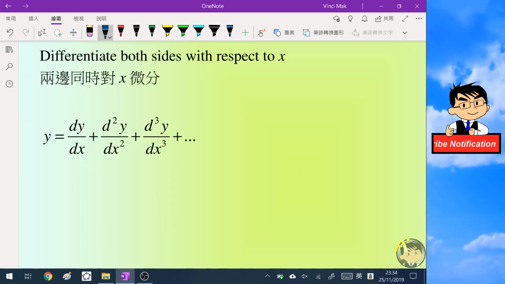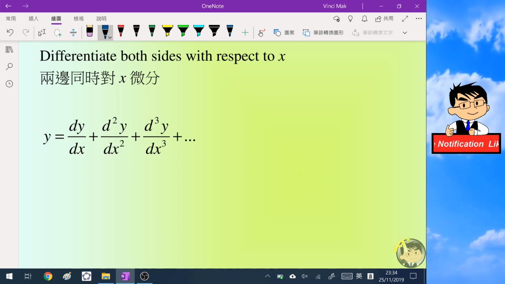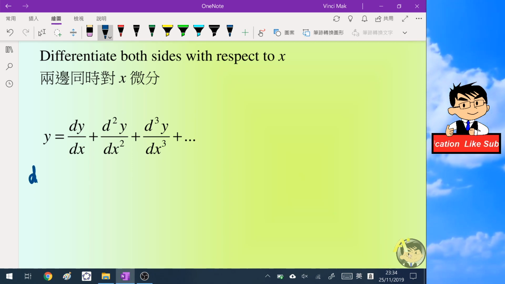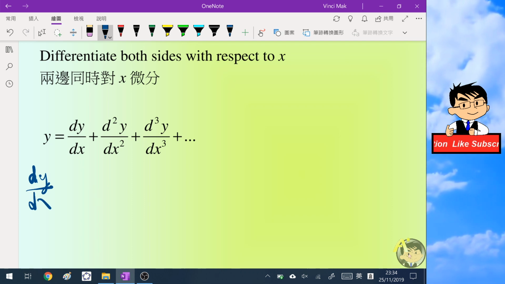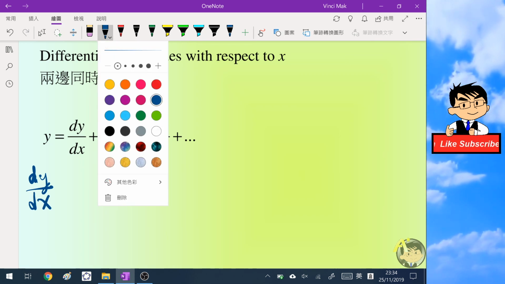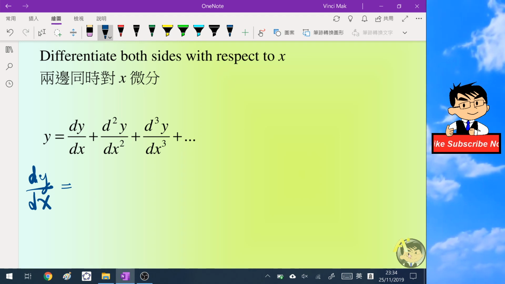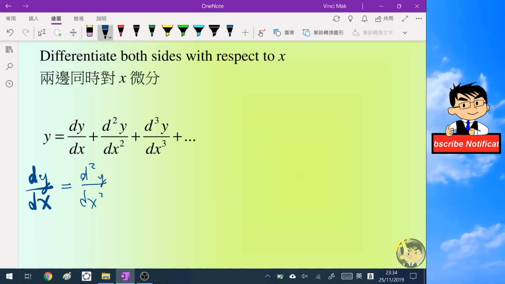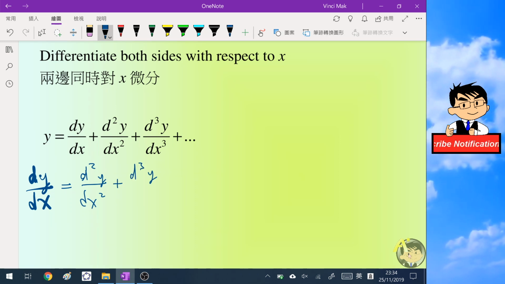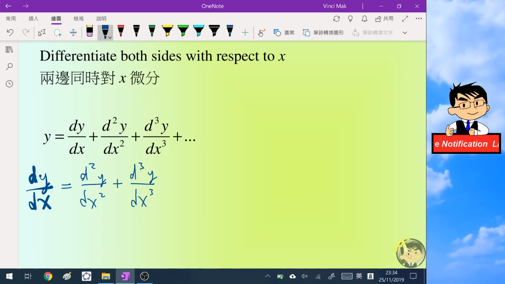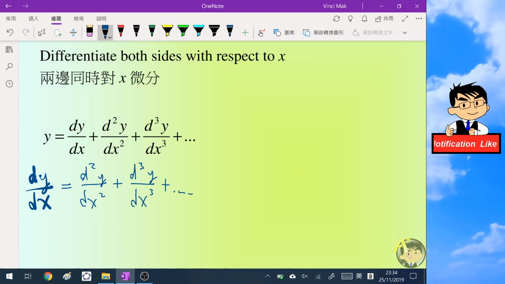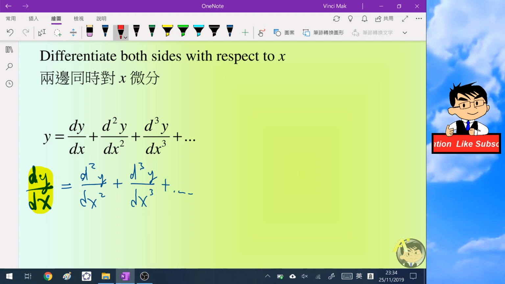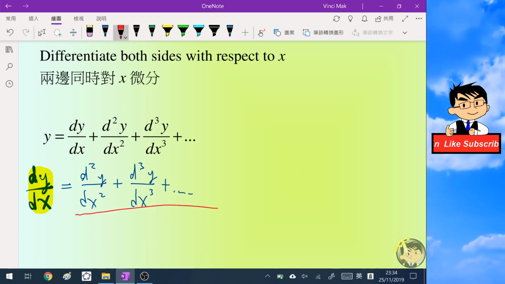So how about we first differentiate both sides with respect to x. The left hand side will become dy over dx. Okay, I'll use a thinner pen. The right hand side, the first one becomes the second derivative, and then the third one, and then the fourth one, and so on. So you can now see dy dx is equal to this summation.